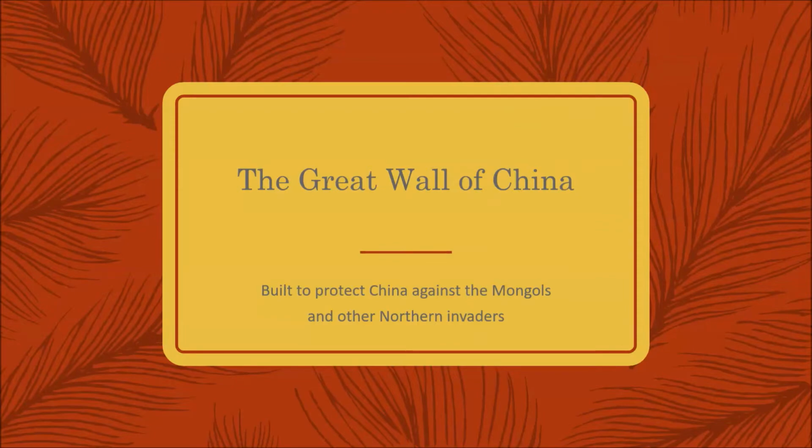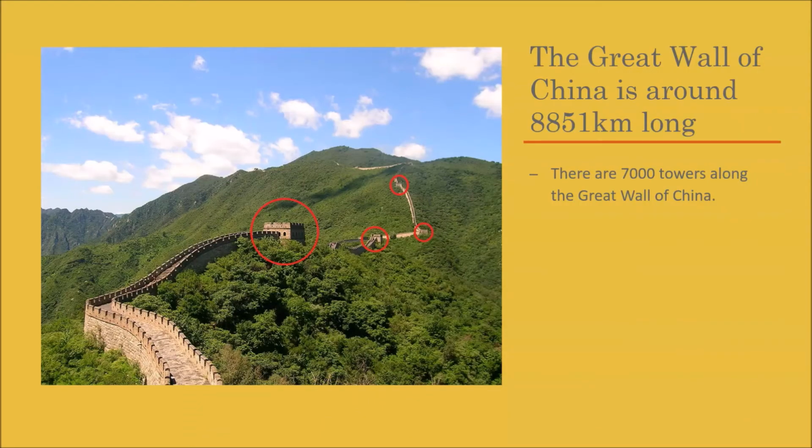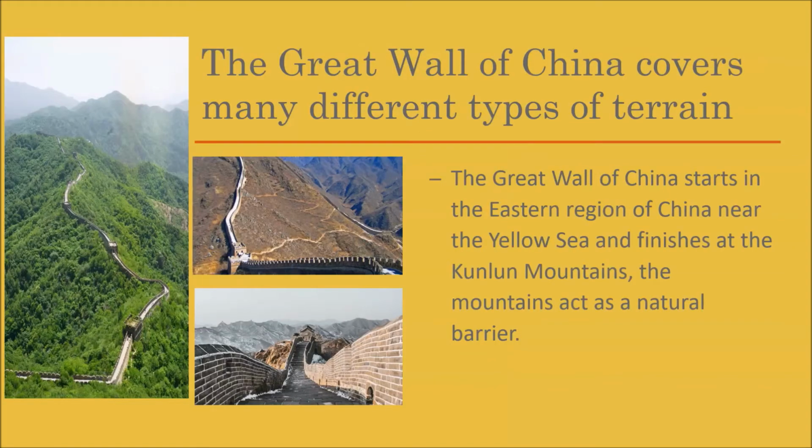The Great Wall of China was built to protect China against the Mongols and other northern invaders, including the Huns from a long, long time ago. So the Great Wall of China is around 8,851 kilometers long. It's not like one long snake. It does divert into different parts. There are 7,000 towers along the Great Wall of China. The Great Wall of China covers many different types of terrain.